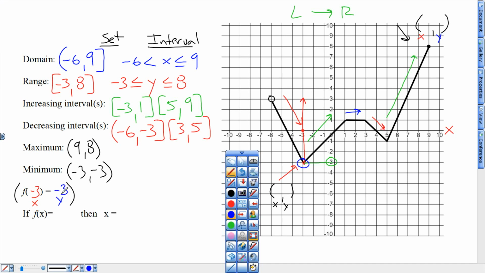All right, the next ones. These ones are where I do not give you the x number. I give you the y number instead, and I want you to find x. So for this one, I'm going to say the y number is 6.